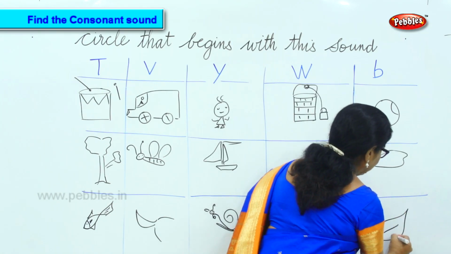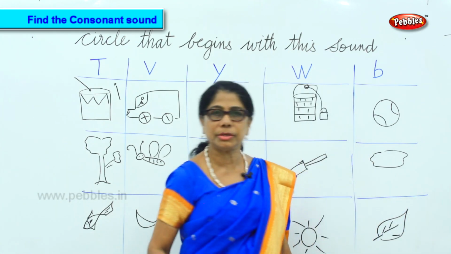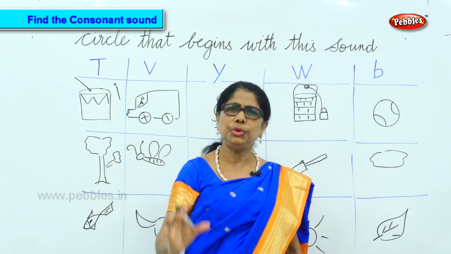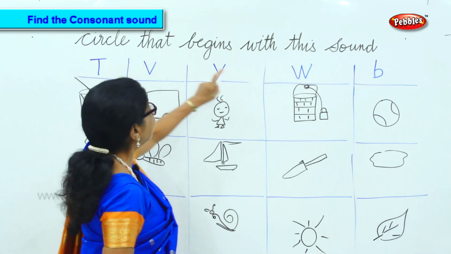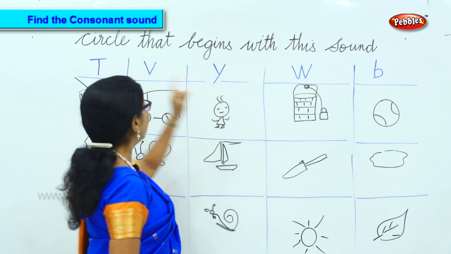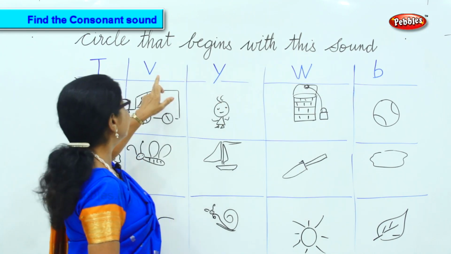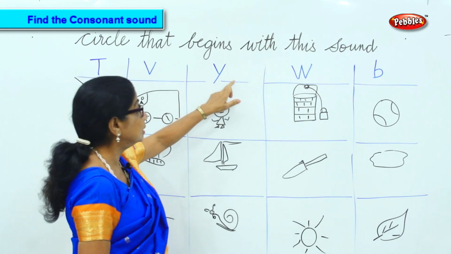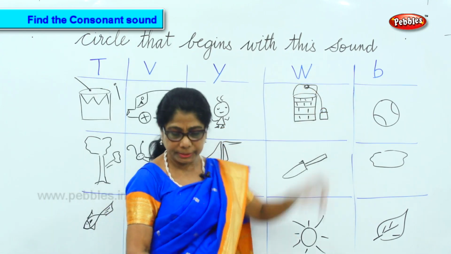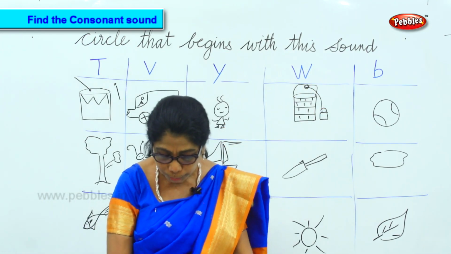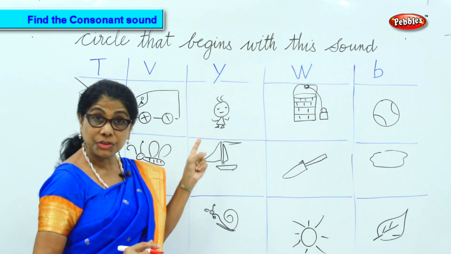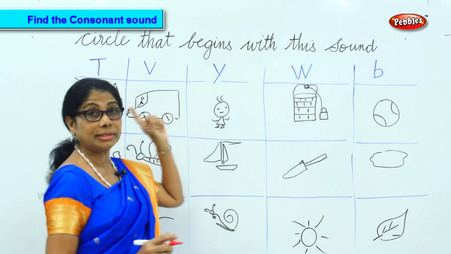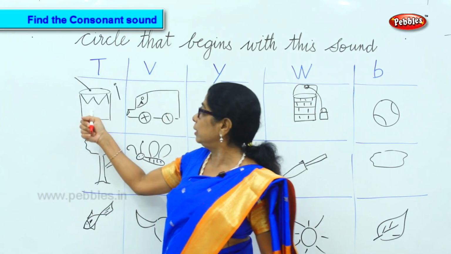Okay, now we have got the pictures complete. What you are going to do is circle the picture that begins with the sound. I've got the sounds here: T, V, Y, W, B. Now we are going to circle the picture looking at the sound. Let's look at what this is.